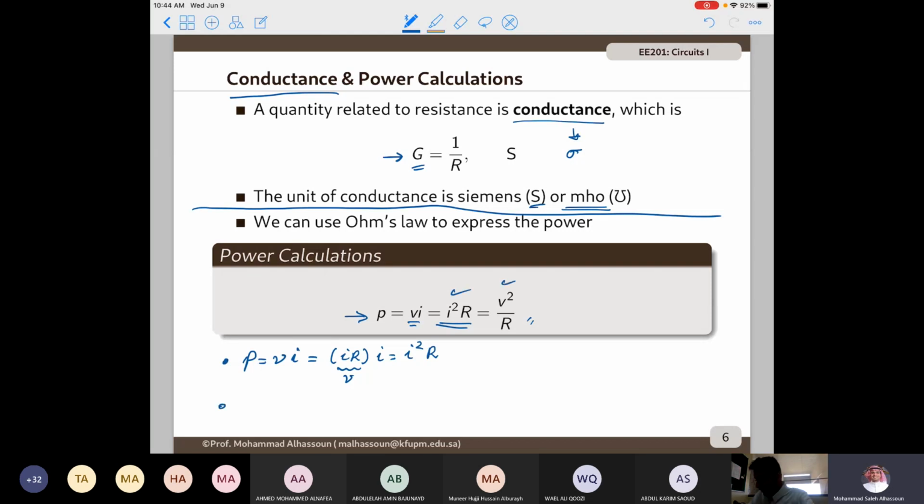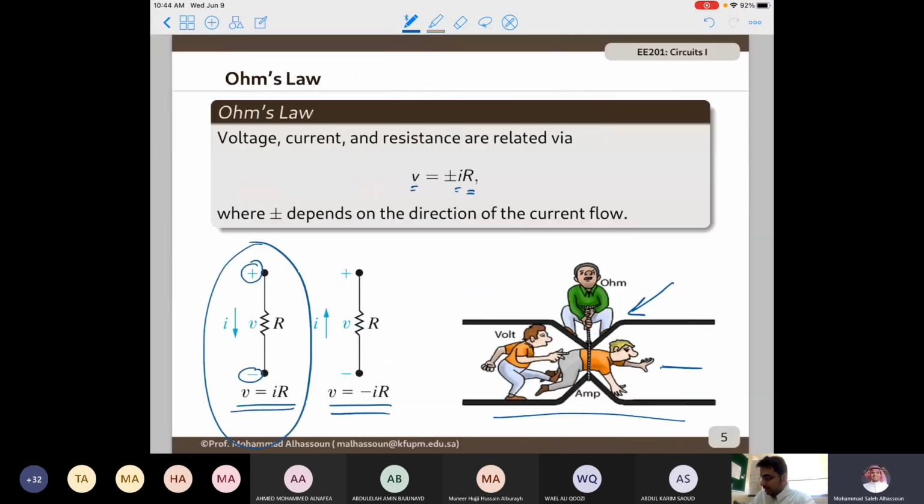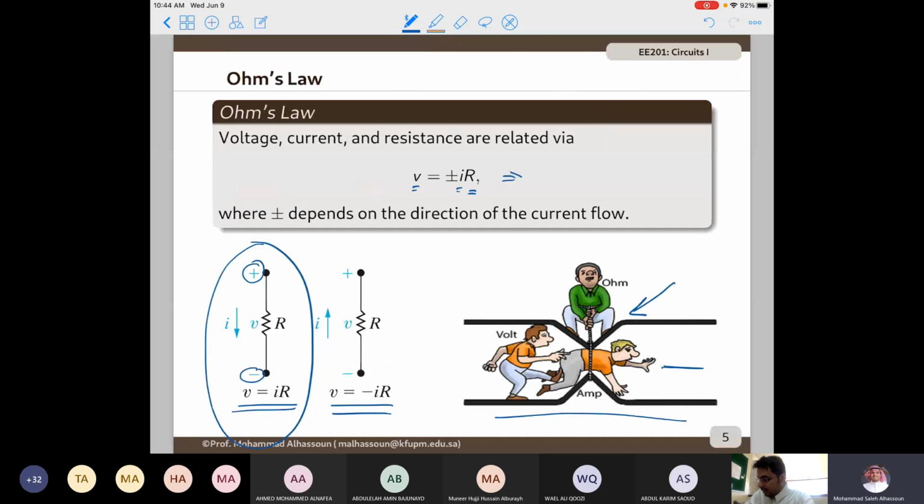So let's derive the other one. It's going to be exactly the same, but here I'm going to use Ohm's law to express the value of the current. So Ohm's law could be written like this. It's exactly the same, so I divide both sides by R.